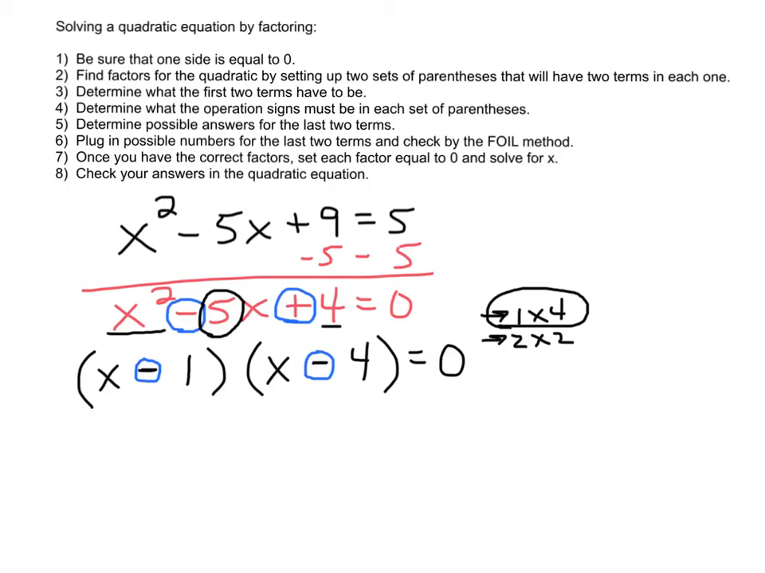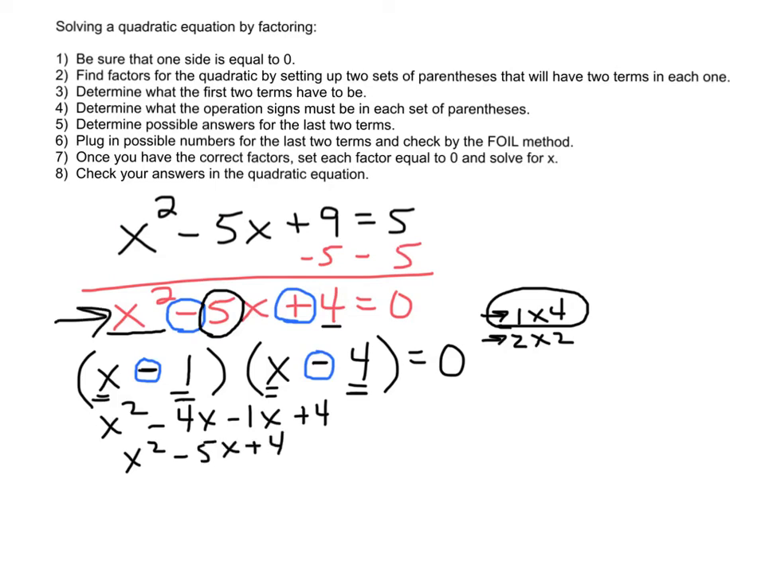Step number 6 says plug in the possible numbers for the last 2 terms and check by the FOIL method. So I do want to make sure that I can FOIL this, and this will FOIL correctly. So x times x is x squared, then the outer is minus 4x. Here's the outer 2 terms. Then the inner 2 terms, minus 1x. And then the last 2 terms, -1 times -4, is equal to plus 4. If I go through, I do get x squared subtract 5x plus 4, which is what I had for my quadratic. Now I want to find out, well, what is x?